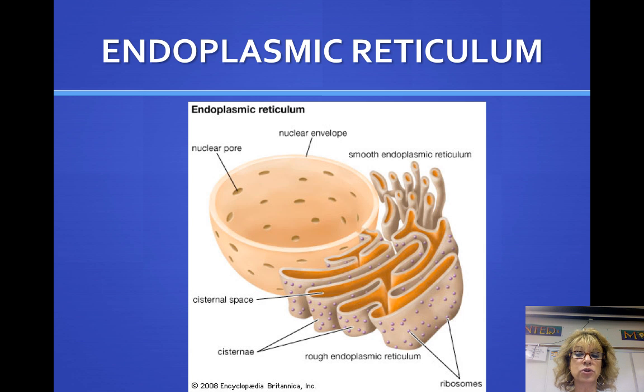Smooth ER can also store calcium ions. In muscles, the calcium ion is necessary for muscle contraction. The nerve signals the muscle cell. The calcium leaks from the ER into the cytoplasm of the muscle cell and triggers a contraction.